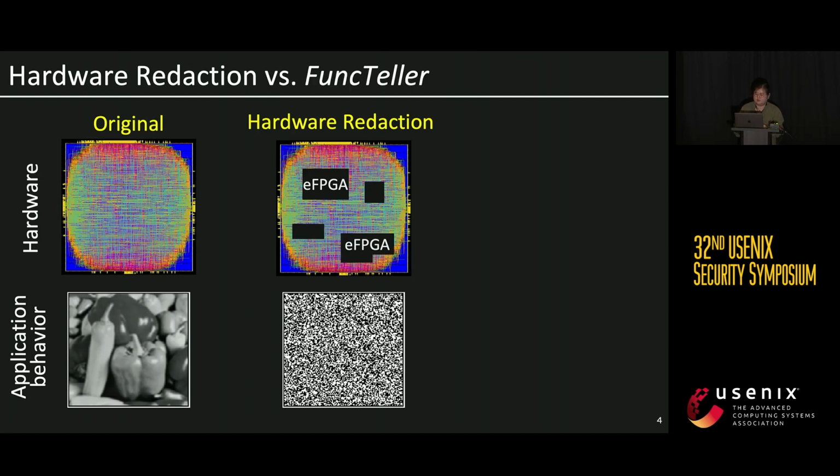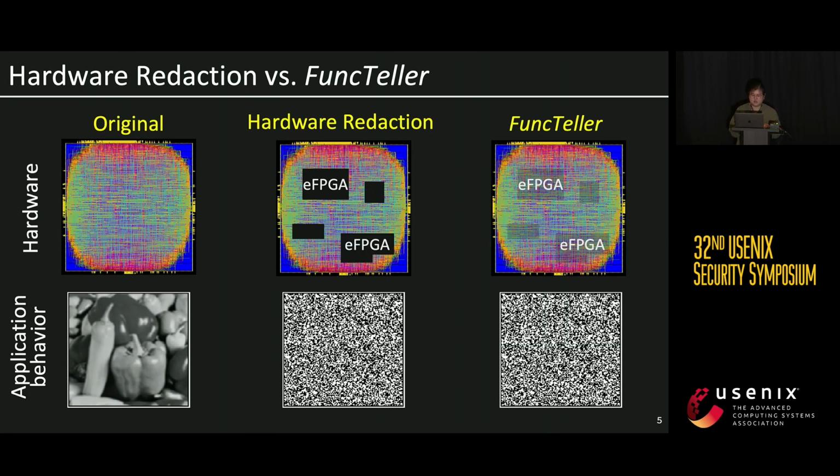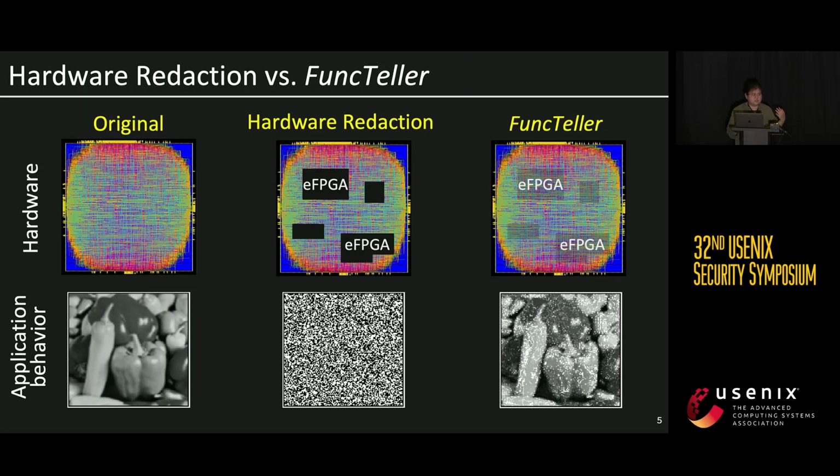In our paper, FuncTeller is a reverse engineering tool, and it aims to recover the circuitry that is redacted by the black box eFPGA part. Applying FuncTeller, we aim to extract the functionality and thereby recover the circuitry with netlist details. If we look at the image generated by the recovered circuit, the third image, we can tell that it actually recovers most of the objects from the image.